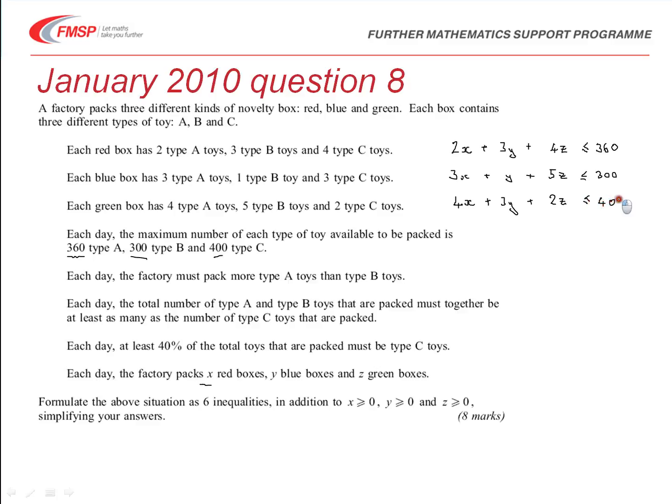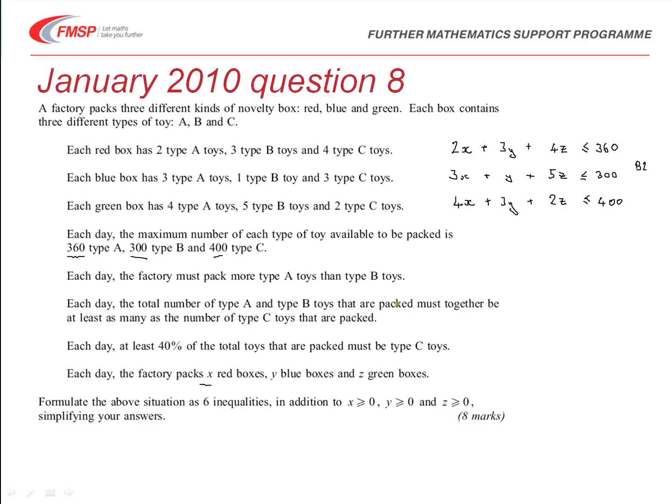So that's formulated our first 3 inequalities, and stating those, if you got all 3 of them correct, you will get 2 marks. If you only got 2 of them correct it'll be 1 mark, and 1 of them correct will actually give you no marks at all.